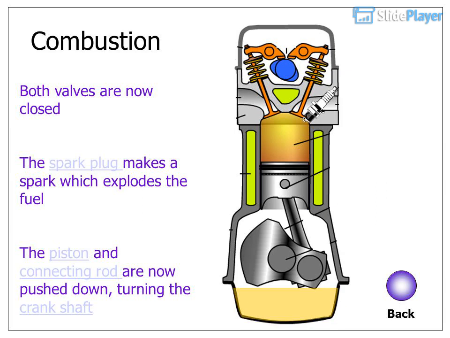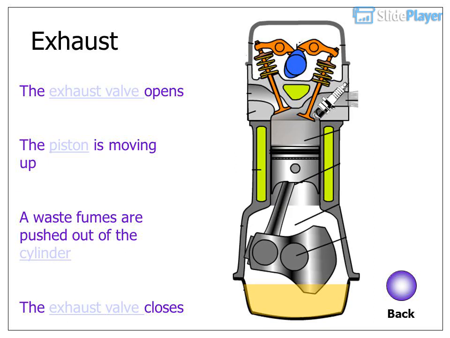Back. Combustion. Both valves are now closed. The spark plug makes a spark which explodes the fuel. The piston and the connecting rod are pushed down, turning the crankshaft. Back. Exhaust. The exhaust valve opens, the piston is moving up. The waste fumes are pushed out of the cylinder. The exhaust valve closes. Back.